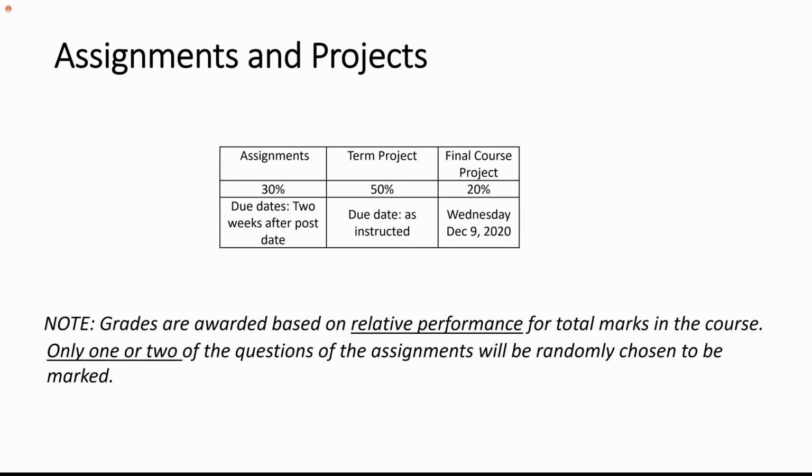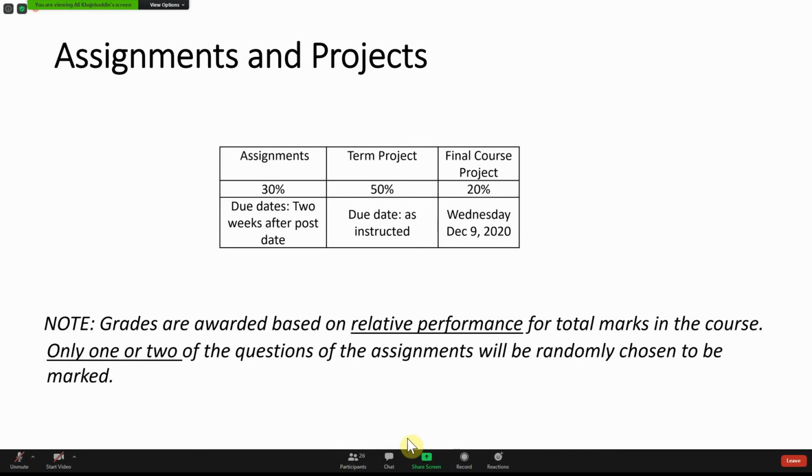The final course project is one complete converter design, which will be given to you in the last months of the course. The last day of the classes, or I guess the week after the last day, is going to be the due date for the final course project. The grades will be awarded based on relative performance, so whoever does the best is going to get A+, and then we go down from there.